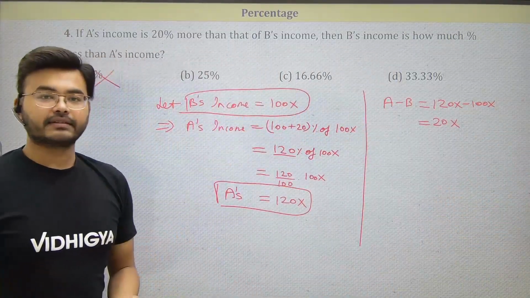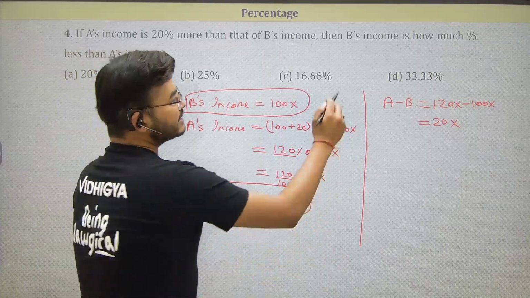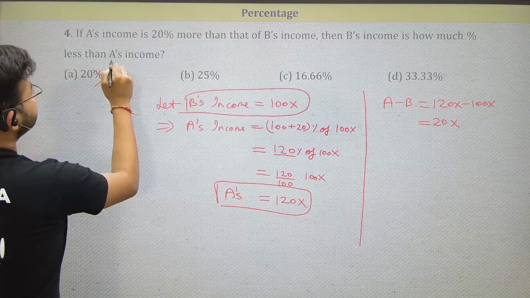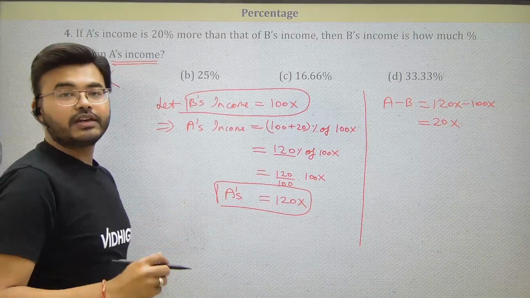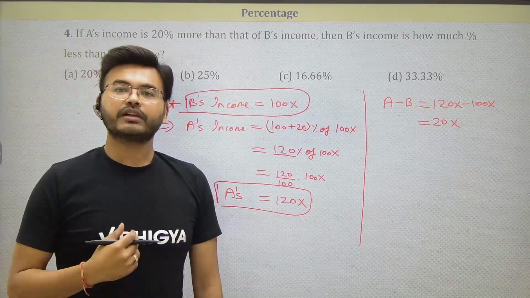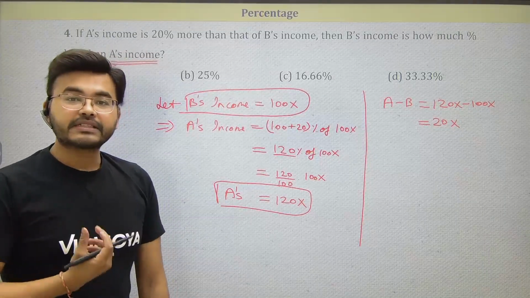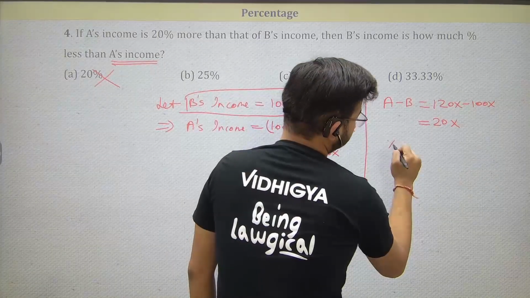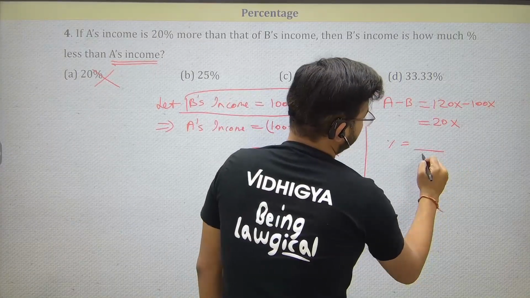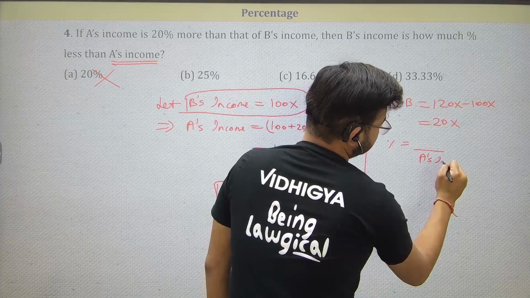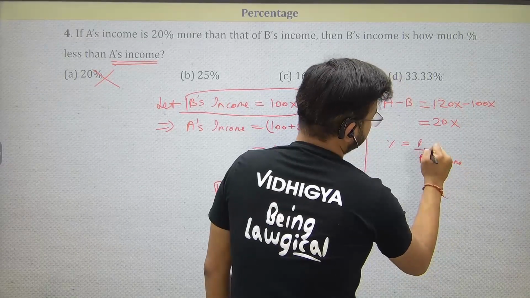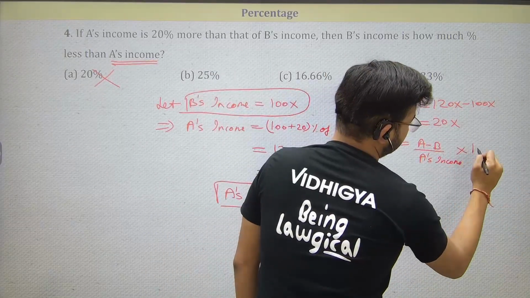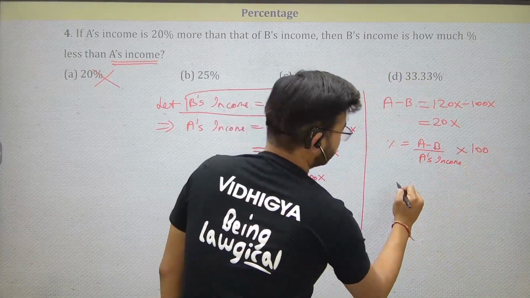Now the next thing we need to keep in mind is that it is asked how much percent less than A's income. That means we need to compare with respect to A's income. That is, our base value will be A's income. So in terms of percentage, A's income will be the base, and in the numerator it is the difference between the two. And since we are calculating percentage, we'll multiply by 100.